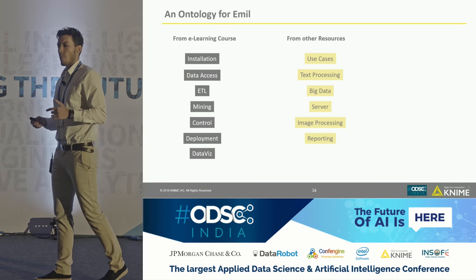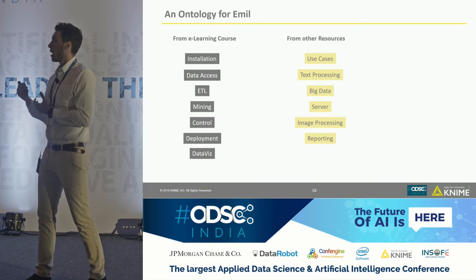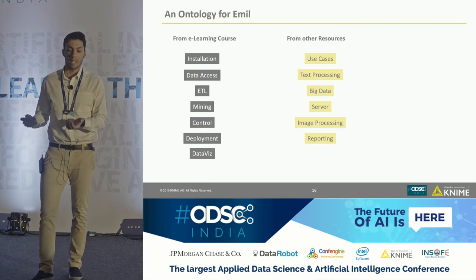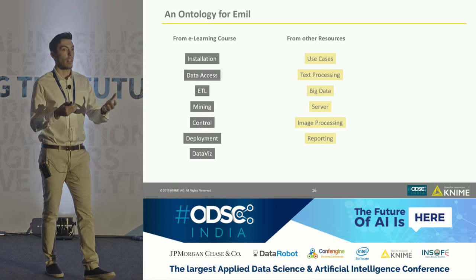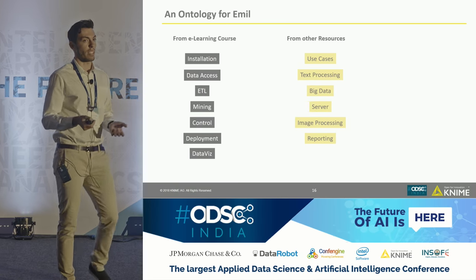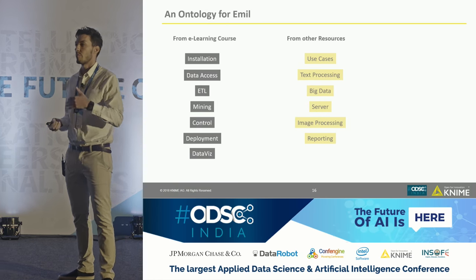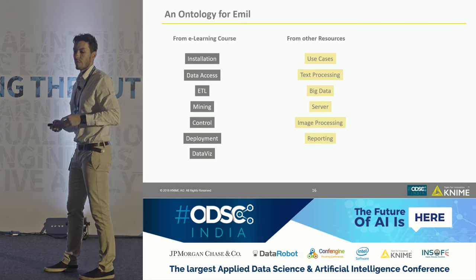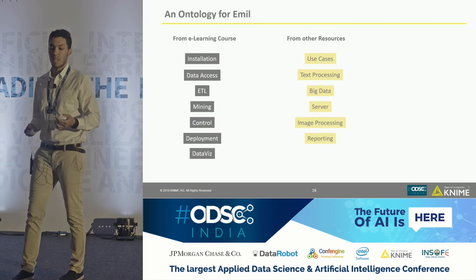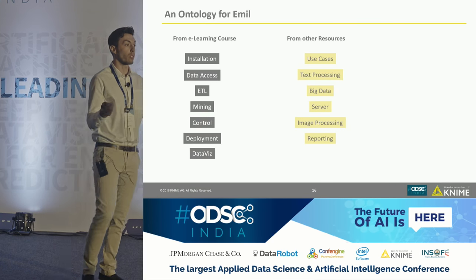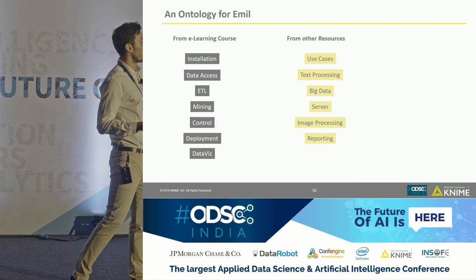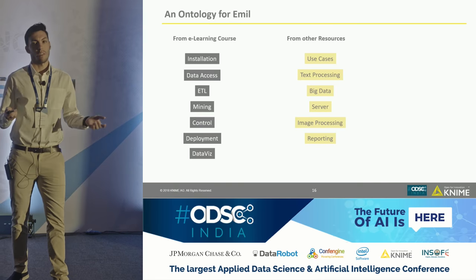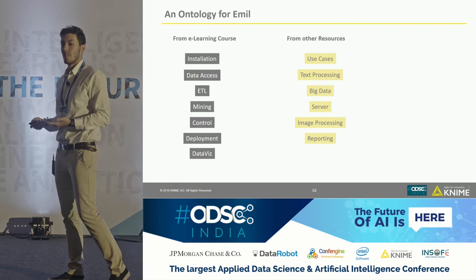Then we said, okay, wait, because if you look at our website, we have different use cases. We also have something about the text processing extension. We have big data related topics, server related topics, image processing related topics, and also reporting. So in the end we have 7 plus 6, 13 classes.